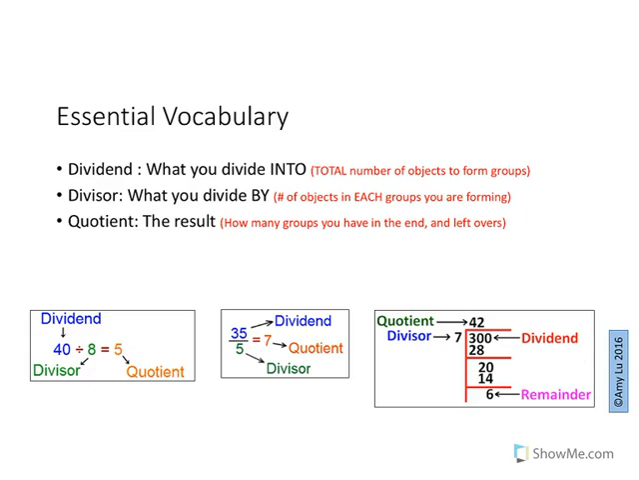A dividend is basically what we divide into. If we look at the examples below, you'll see where the dividend is placed. Usually when it's set up in this format, it's the first number. When it's set up as a fraction, it's your numerator. And when you divide the standard way, it's on the inside.